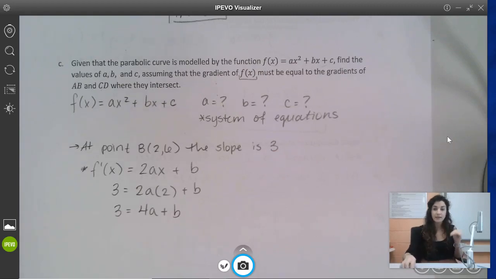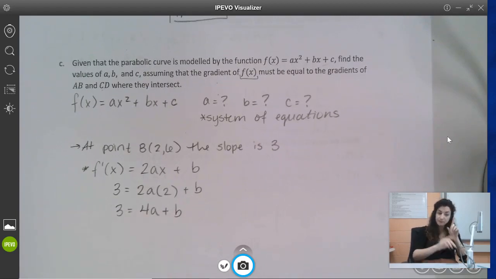So now is the time when we take a step back and say, okay, I need another relationship. I need another equation that sets up a relationship between a and b. Because then if I have two, I can solve for these two unknowns.